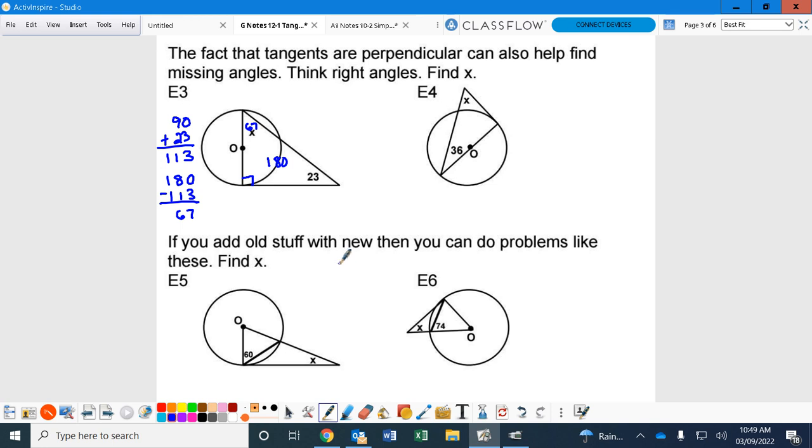Okay, questions, concerns, anything? Okay, here we go. Right angle. We got 90 and 36. What does that give you? 126. And 180 minus 126 is 54. There we go. That would be 54.